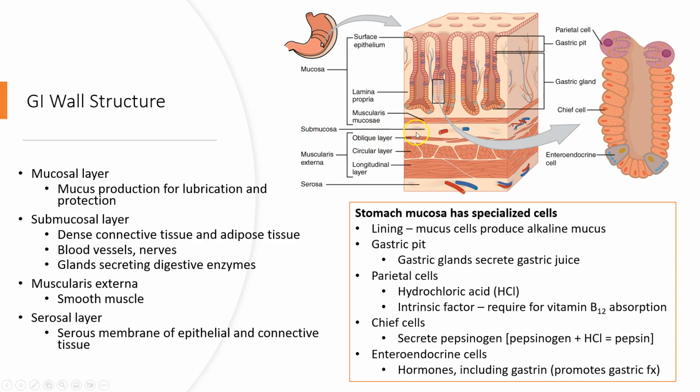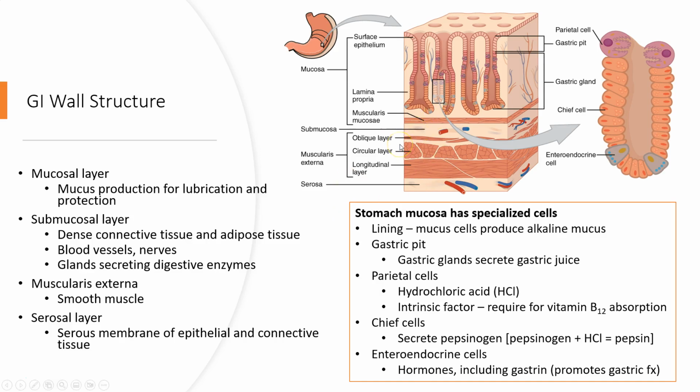The next layer is the submucosa. You can see that here. This is made of a dense connective tissue and adipose tissue or fat cells. Here you'll find our blood vessels, you can see in this picture, and our nerves innervate the GI system in this layer. You will also find glands that secrete digestive enzymes in the submucosal layer.